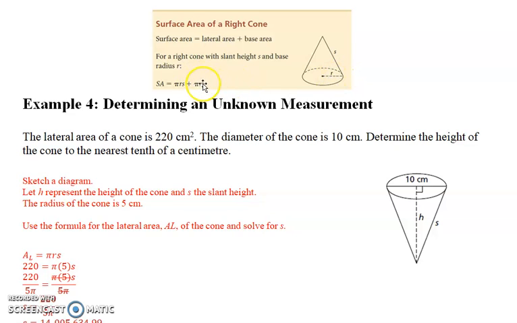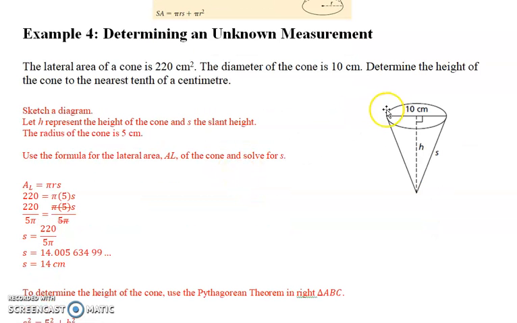Pi r squared is the circle on the base. Pi rs is the formula that's calculated to obtain the lateral area when you roll this out into the net, right? The part that rolls out. So first of all, I'll do a sketch diagram. It has a diameter of 10, so it's right across. Height we don't know, and the slant height we don't know. So we're going to calculate both of those.